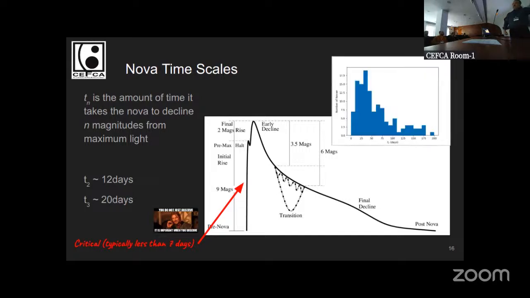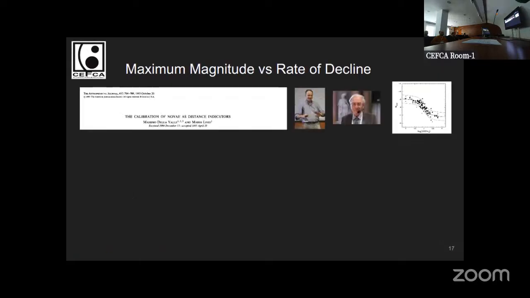And then the nova starts fading away. The time it takes fading away 2 magnitudes, we call it t2. Fading away 3 magnitudes from maximum, we call it t3. This is a typical histogram. That time we've been using as a tracer of distance. And this was done for the whole 20th century. We're astronomers, time domain astronomers. We like to do scaling laws, and especially period luminosity relations and distances. And this was possibly the culmination of this work: Massimo Della Valle and Mario Livio, this beautiful S shape.